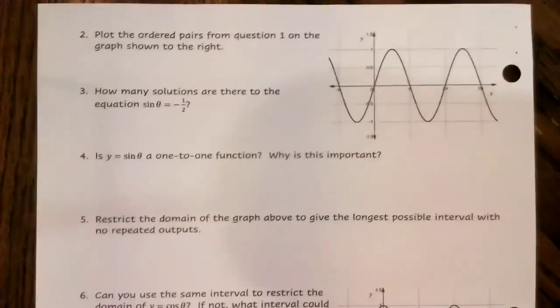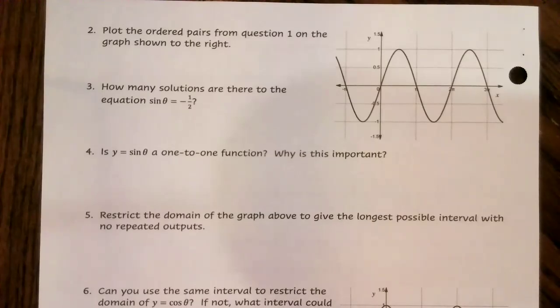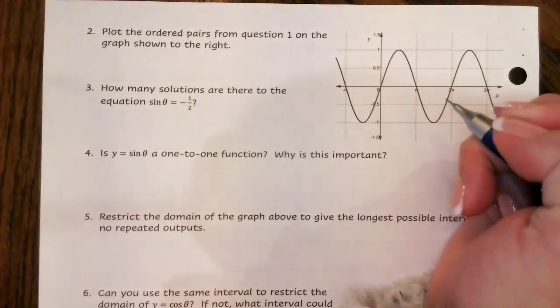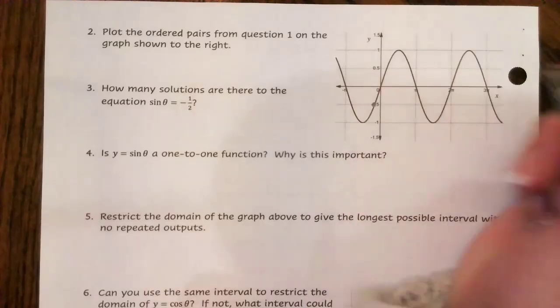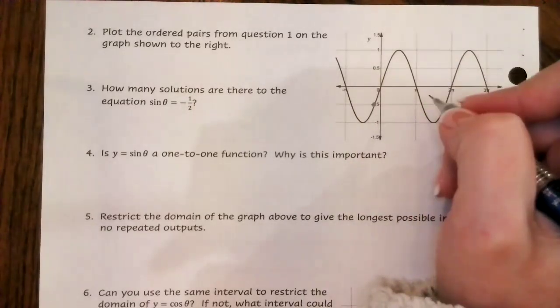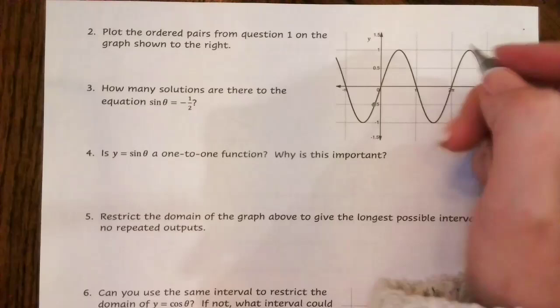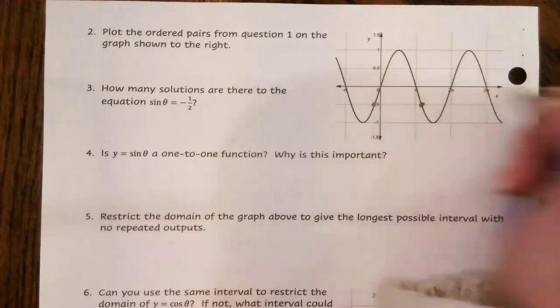So we're going to look at that here. If we plotted the ordered pairs from that first question, well, -1/2 is found right here. This was one of our points. That's our -pi over 6. And then we've got another one right here.